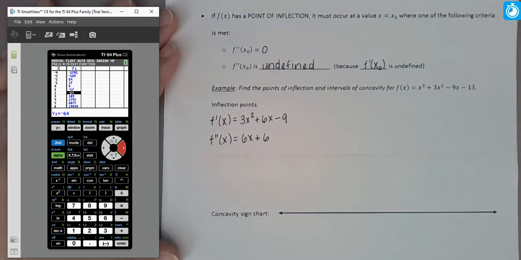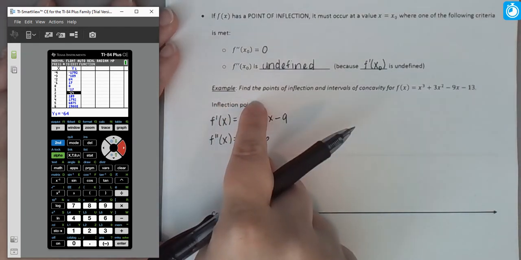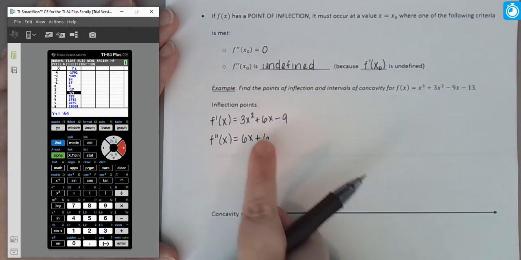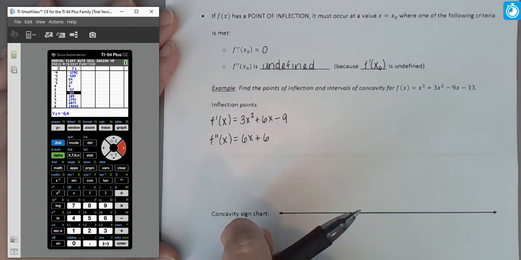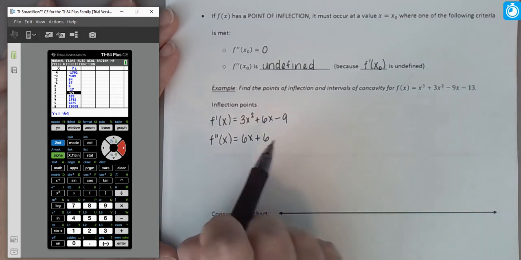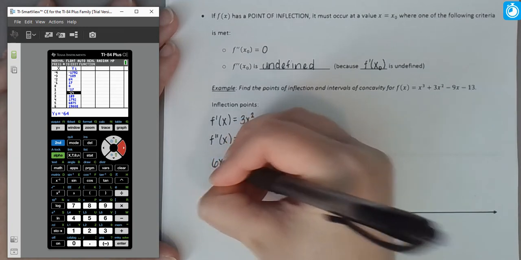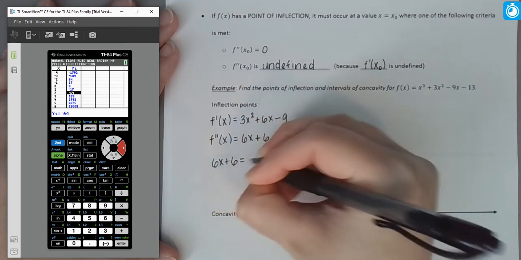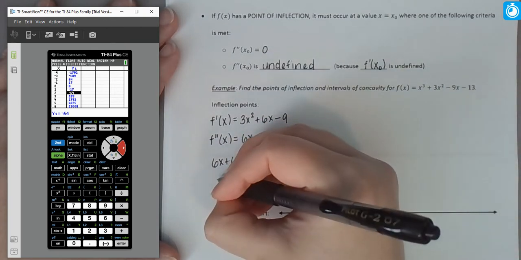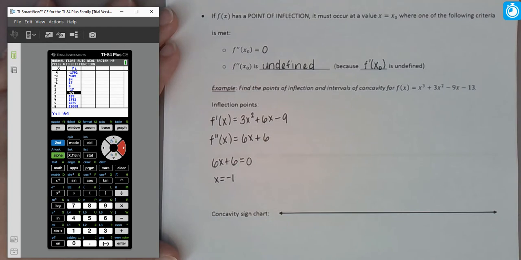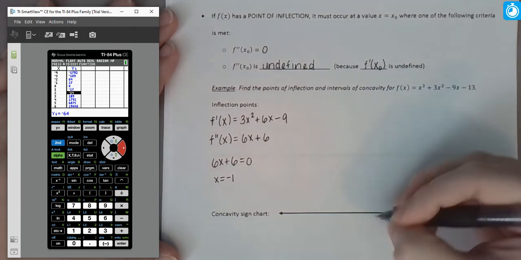That looks familiar, right? So inflection points are going to occur either where the second derivative is 0 or where it's undefined. Now, this second derivative is a polynomial function. Polynomial functions are defined at all values of x. So we're only worried about the first criterion in this case. So we're going to take our second derivative, set it equal to 0, solve for x, and we're going to get x is equal to -1. So that is going to be the location for a point of inflection.